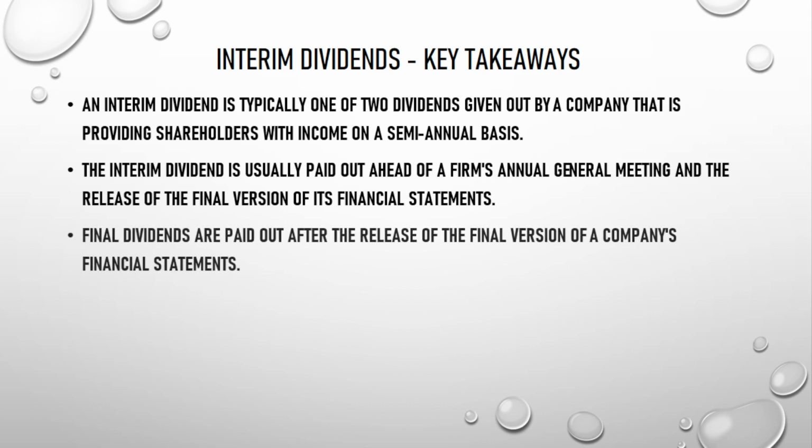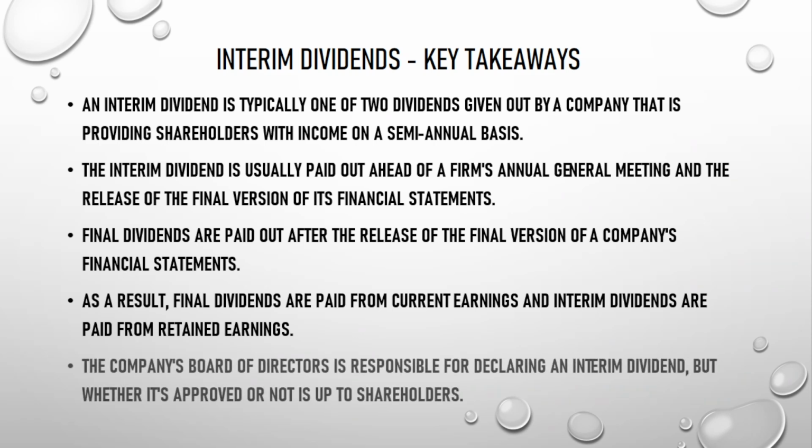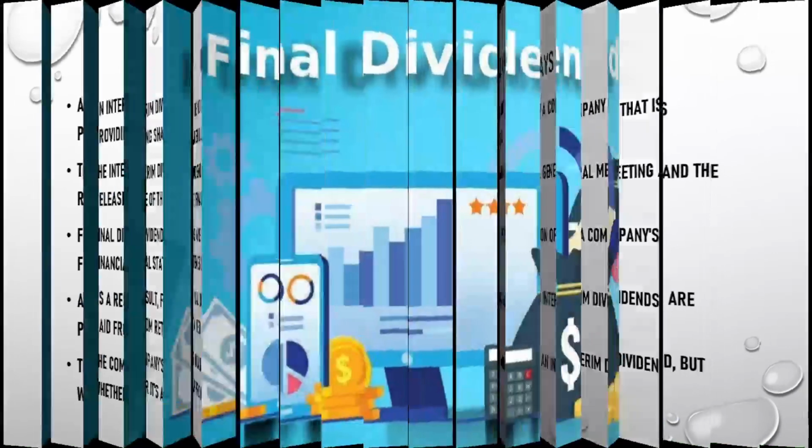The final dividends are paid out after the release of the final version of the company's financial statement. As a result, the final dividends are paid from the current earnings and the interim dividends are paid from the retained earnings. The company's board of directors is responsible for declaring an interim dividend, but whether it's approved or not is up to the shareholders.